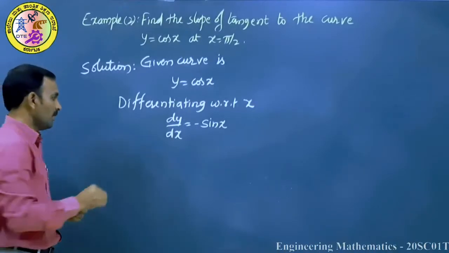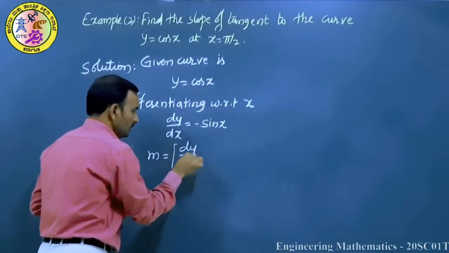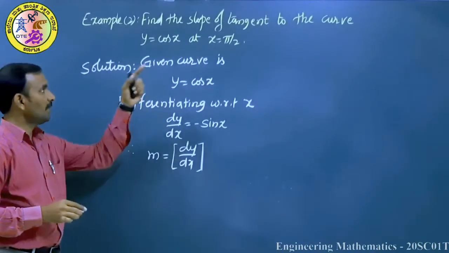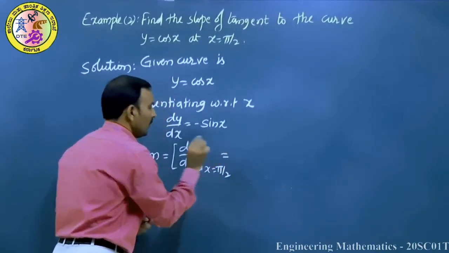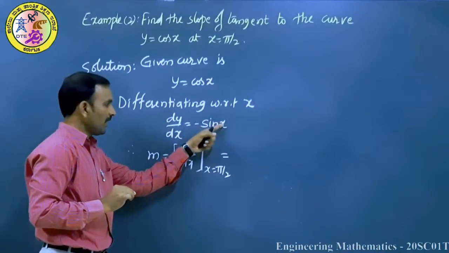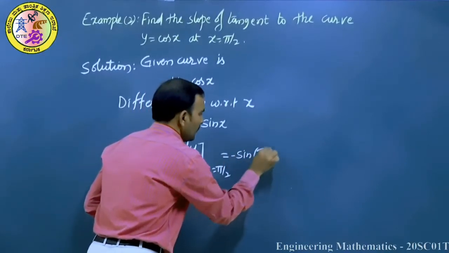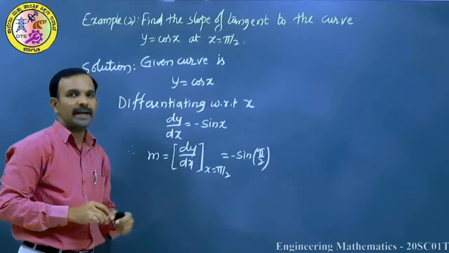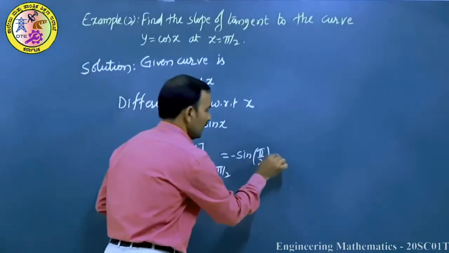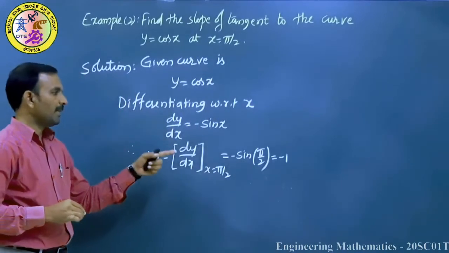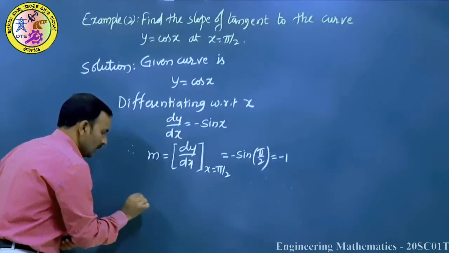Next you have to find the value of m. We know that m equals dy by dx at the required point. The point is x equal to pi by 2. The value is minus sin x. Now in place of x, put pi by 2. Substitute pi by 2: sin pi by 2. Pi by 2 is 180 by 2, which is 90 degrees. What is the value of sin 90? It is 1. Sin pi by 2 value is 1, and since minus sin is already there, it is minus 1.